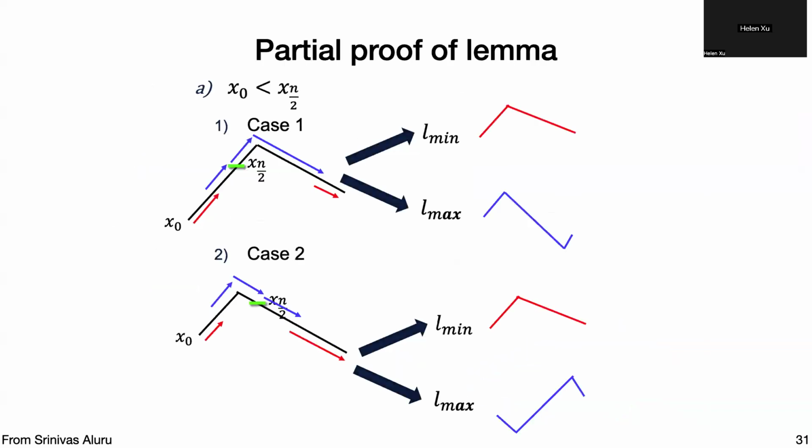And then you can do the other side, which is x0 is less than xn over 2, where you have this kind of case. The inflection point came after xn over 2. And then you do a similar type of argument. There has to be some crossover point here. L min is Bitonic. L max is like this, but it has the property that you can shift it. So that is two subcases of the first one.